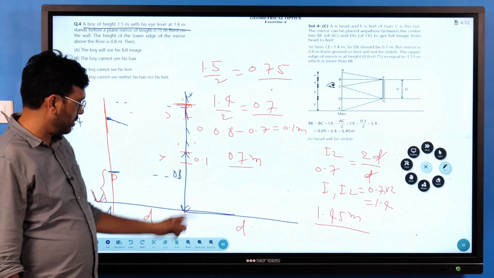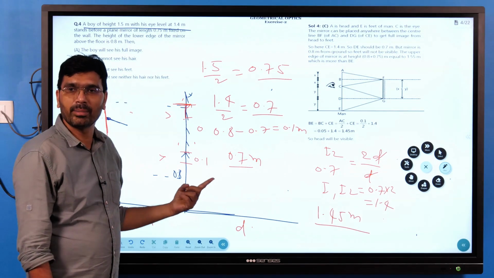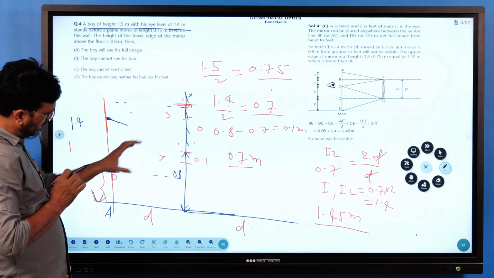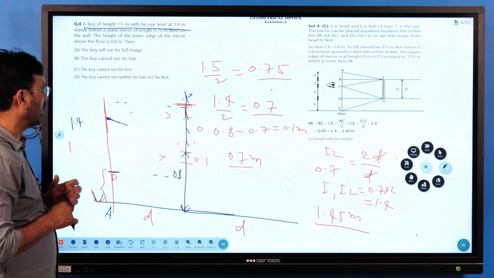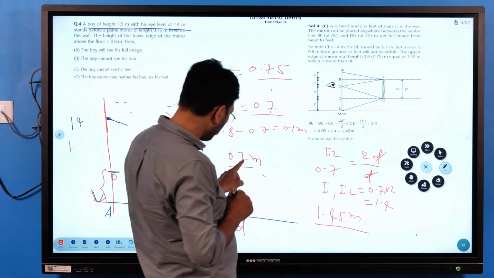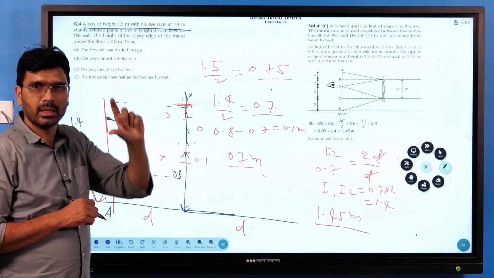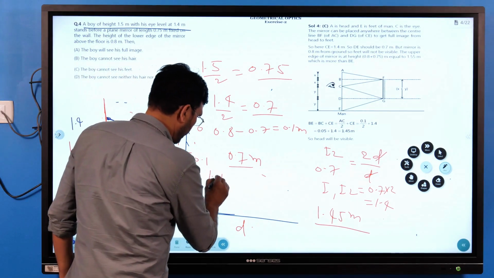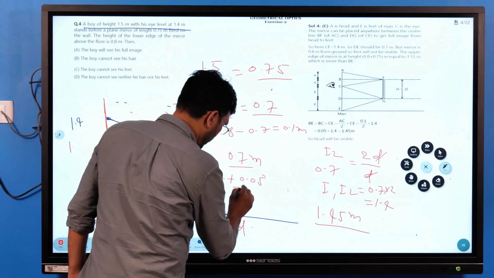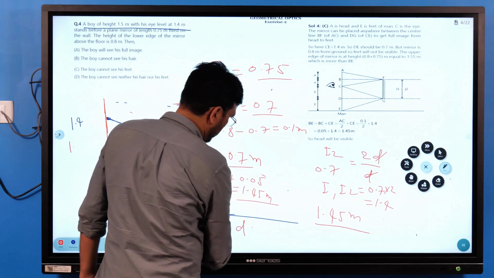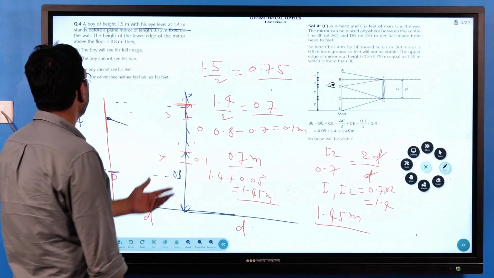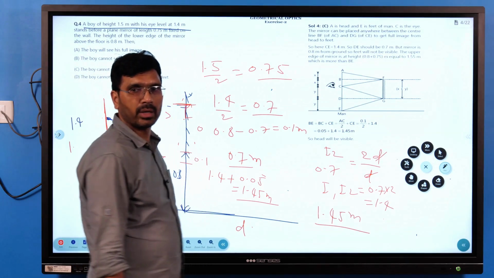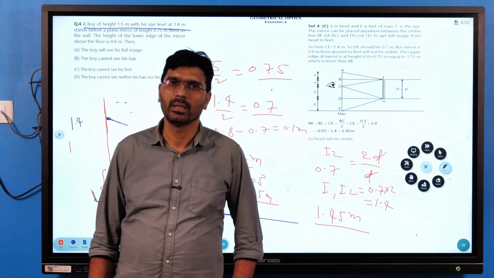So only 0.7 meter is going to be used. Double of that is 1.4. And above that, 0.1 by 2, so 0.05. So add 1.4 plus 0.05, and it will become 1.45 meters. So this is all he can see. This is the solution of the question. Thank you.